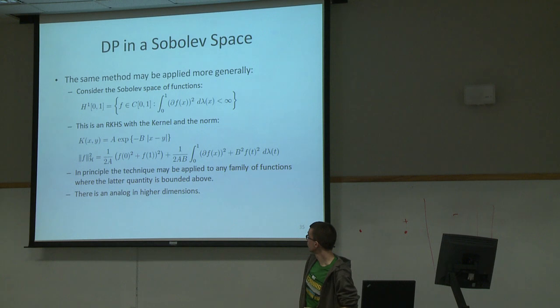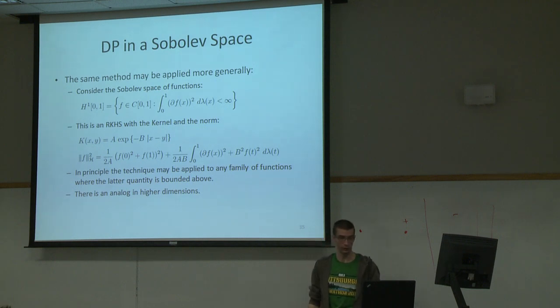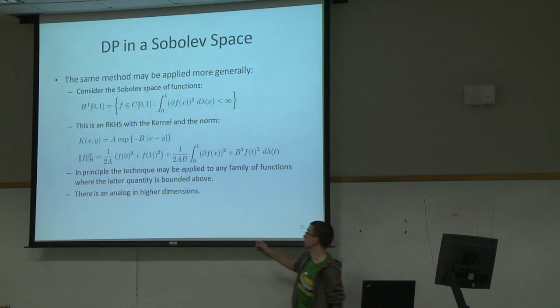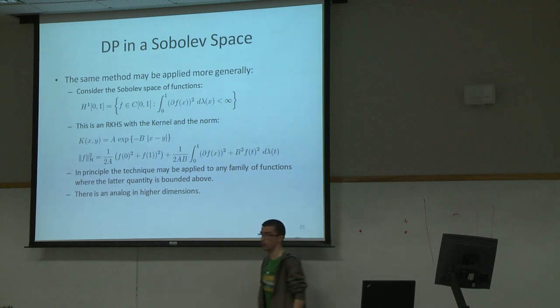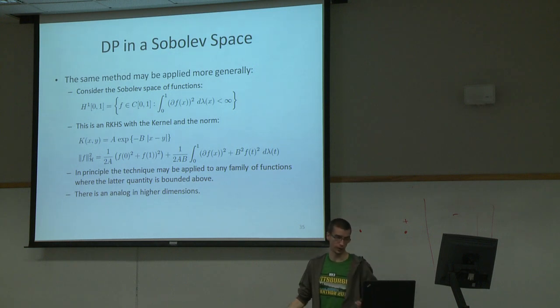So therefore, it's possible to achieve differential privacy for any family of functions where the norm is bounded above by some term that you can get a handle on, right? So basically anything where you can integrate its derivative, you can apply this technique. And although I've shown it here only for one dimension, the same thing will work out in higher dimensions too.